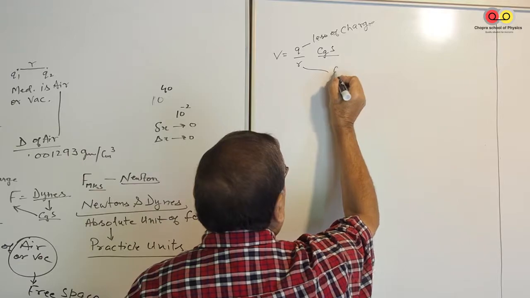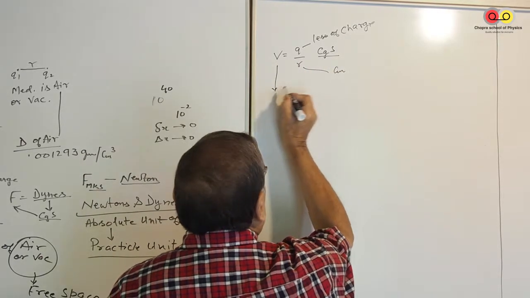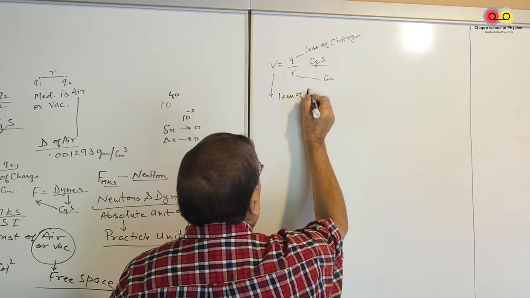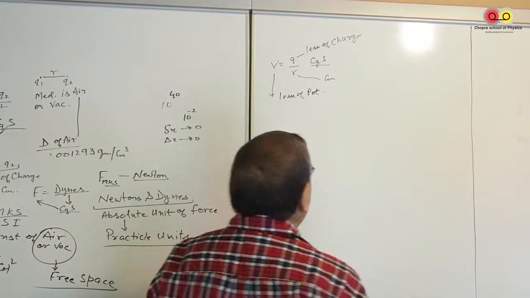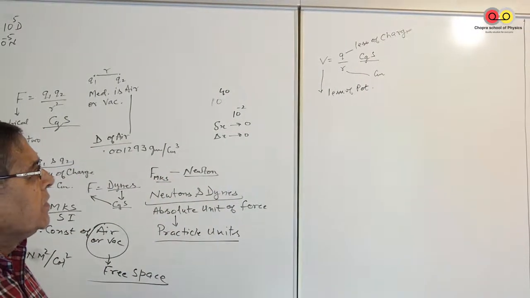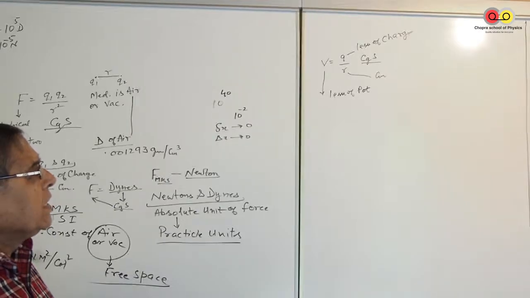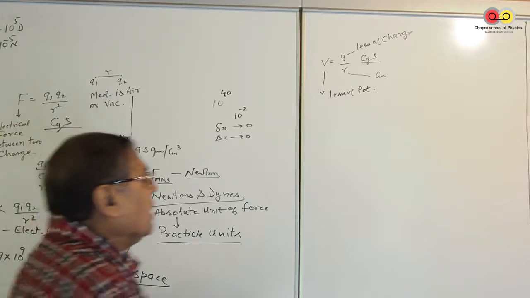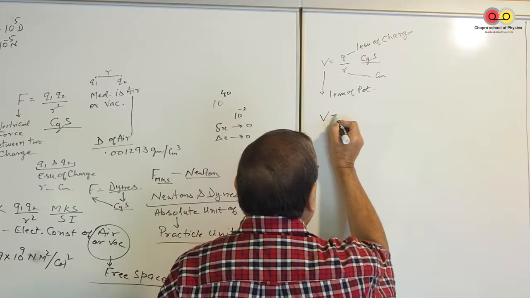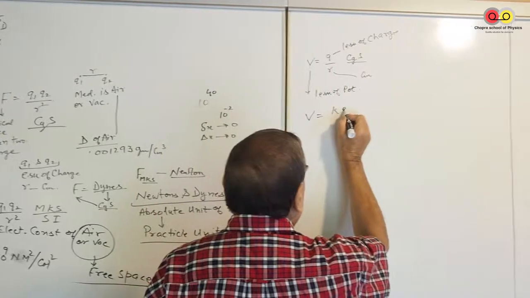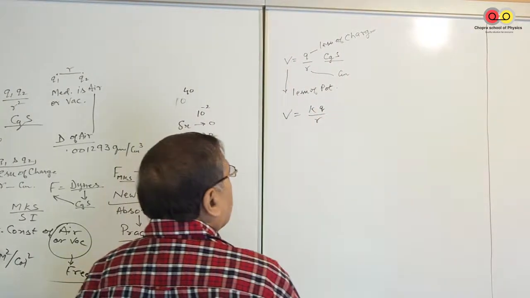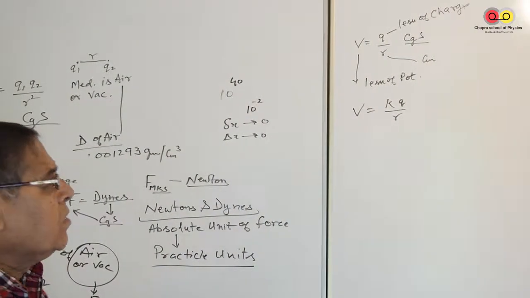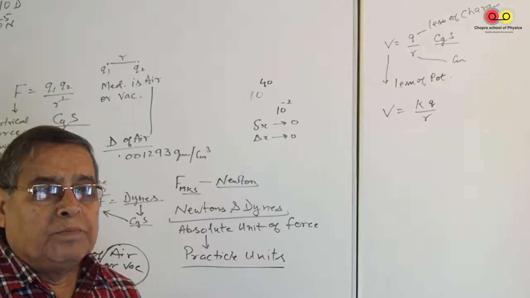R must be taken in centimeters. V must be taken in electrostatic unit of potential. One electrostatic unit of potential is 1 ESU of charge divided by 1 centimeter. In the MKS unit, potential is written as K Q over R. As I have explained earlier, K is the electrical constant of air or vacuum.